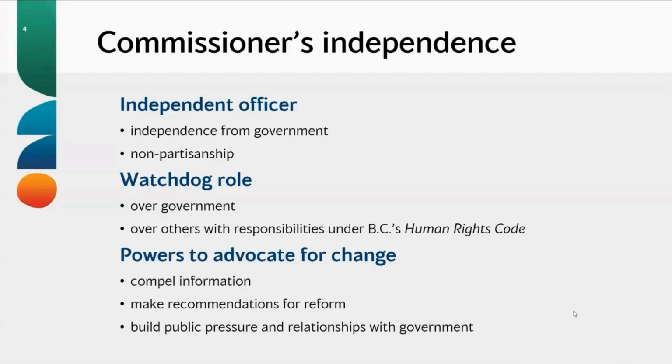The independent officer status allows the Commissioner to monitor the activities of both government and organizations that hold responsibilities under the BC Human Rights Code. And this autonomy provides our office with the separation necessary to monitor activities of both the government and organizations. This autonomy also provides the commissioner with the power to advocate for change. And this can include compelling government and organizations to provide information. It also enables the commissioner to provide recommendations for reform to the government and the legislature. And it's through this advocacy work that the office is able to support public pressure and relationships with government.